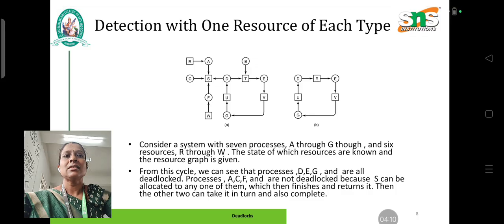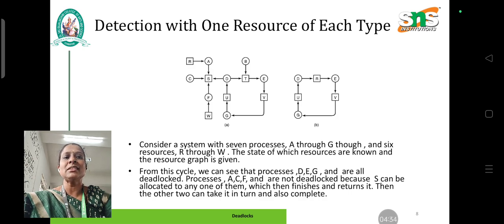Next is detection with one resource of each type. We have considered a system with 7 different processes, and we have represented it through a graph. A through G is the set of processes, and we have 6 resources from R to W. This is known as the resource graph, which is shown here.